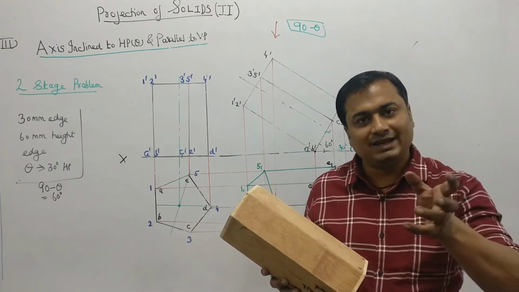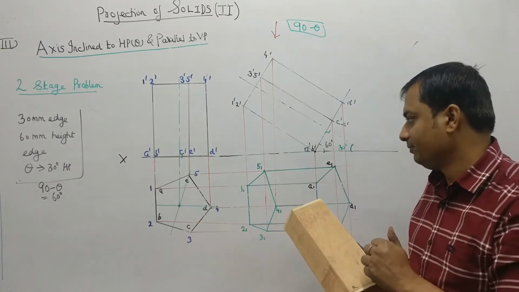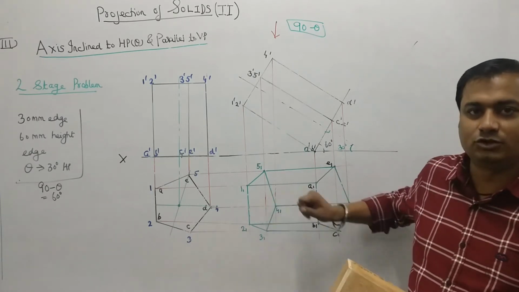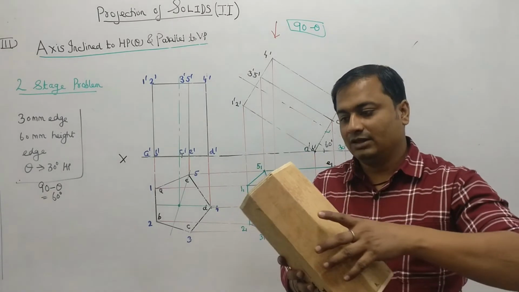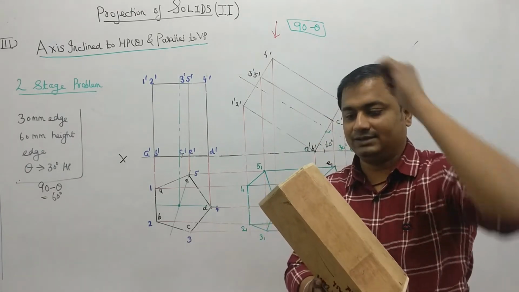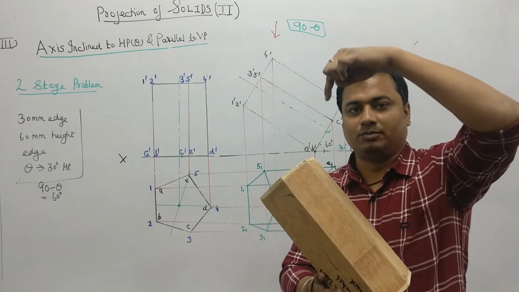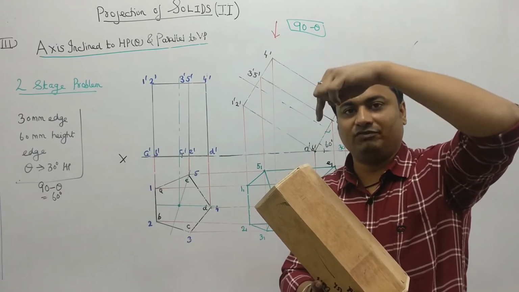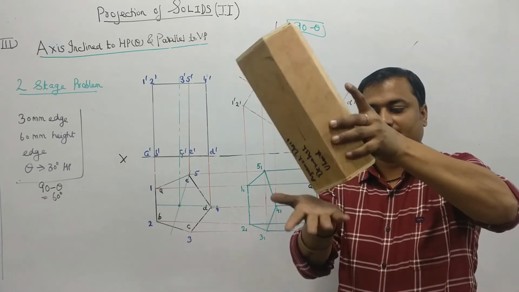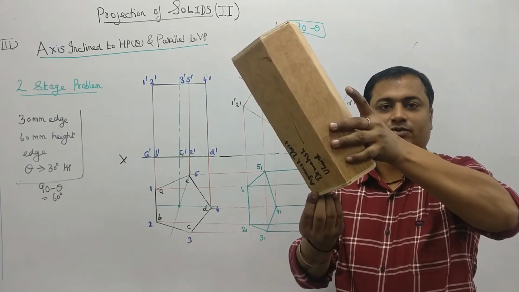So now, what is the technique of making those lines dotted? How can we identify which lines will not be visible from the top? The technique is, see, when I see this prism from the top, the farthest point from the top, सबसे दूर वाला point from the top, will be this one, this point is the farthest point from the top.